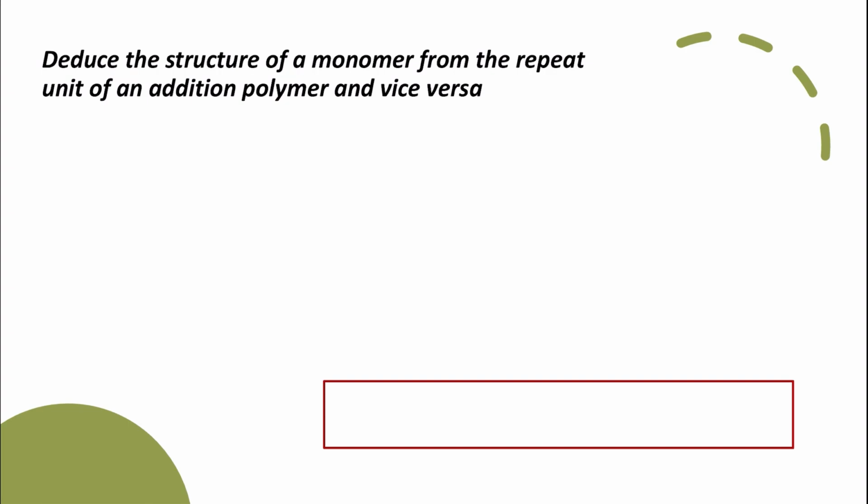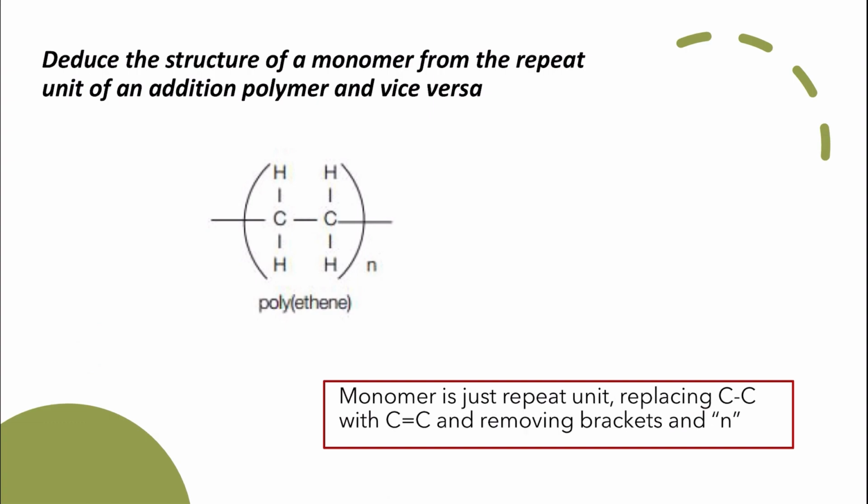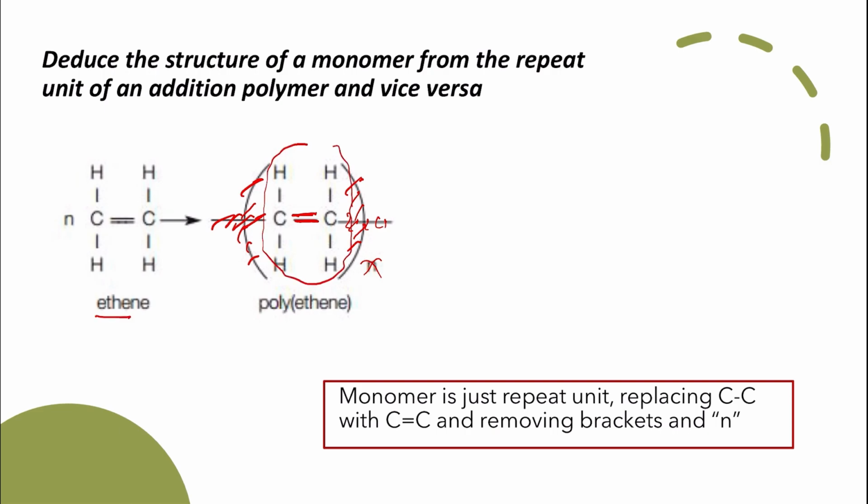Sometimes in your exam, you will be provided with the structure of the addition polymer, and then you're going to be asked to draw the monomer. So how can you do this? So something like polyethene that we had in here, remember that the monomer is just a repeat unit. So all we need to do is replace the single bond between the two carbons in the main chain with a double bond. So you replace this single bond with a double bond, remove these extra single bonds on both sides and remove the brackets and the letter n as well. So you end up with ethene. So you can see that the monomer here is ethene.